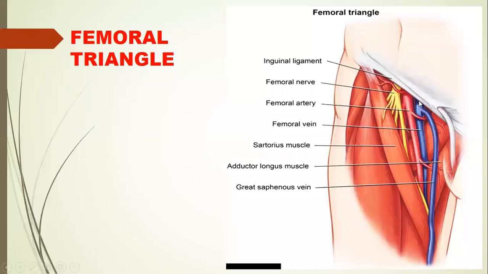Then there is the femoral vein. This one is the femoral vein. See how the femoral vein receives the great saphenous vein. And in addition, this area also possesses the deep inguinal lymph nodes. I told you the deep inguinal lymph nodes lie along the side of the femoral vein.